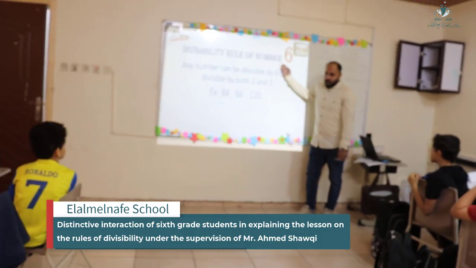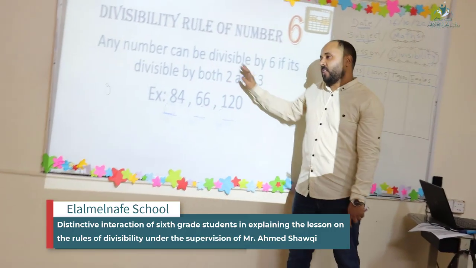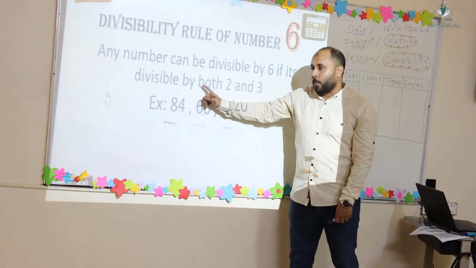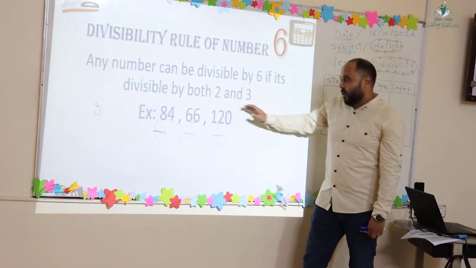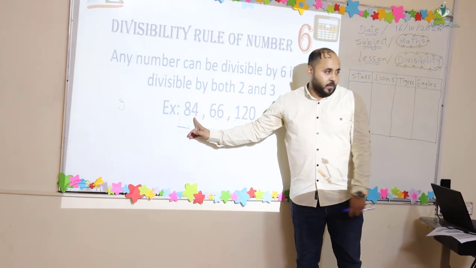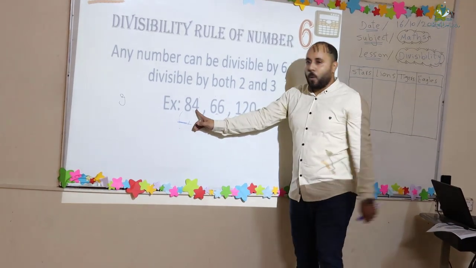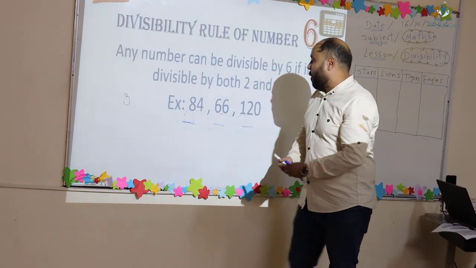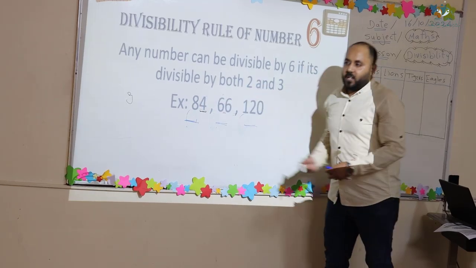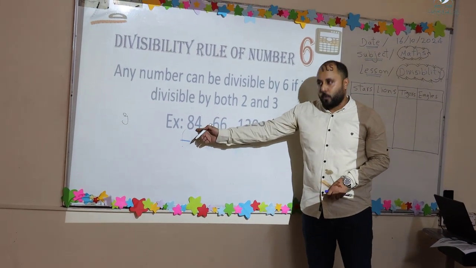Divisibility rule of the number 6. Any number can be divisible by 6 if it's divisible by both 2 and 3. Here, what is the ones? 4. The ones is 4. 4 is an even number, so the number is divisible by 2.